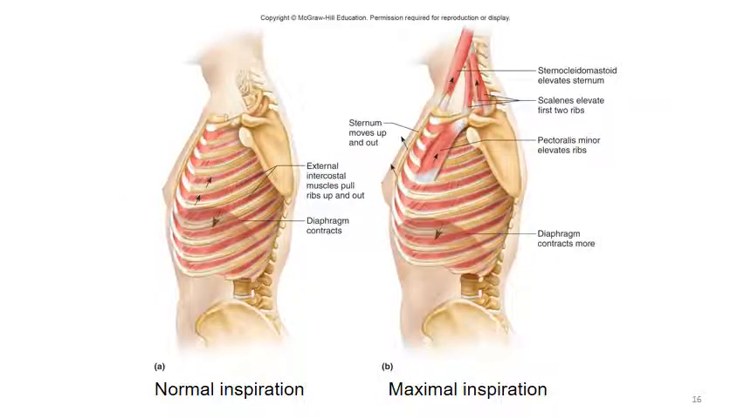So here it says normal inhaling, normal inspiration versus maximal inspiration. With the normal inhalation, we just saw external intercostals and the diaphragm are doing this. But if you want to get as much air in as you can, then here are these other muscles that are helping. Sternocleidomastoid can help, the scalenes. Scalenes are kind of by the neck. Pectoralis minor also helps, and the diaphragm contracts a bit more.